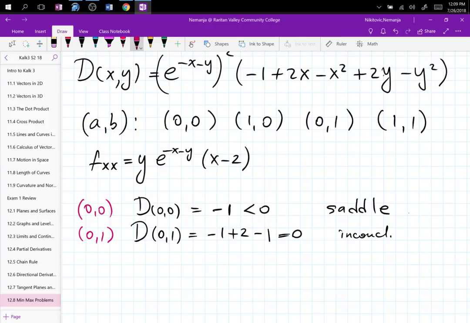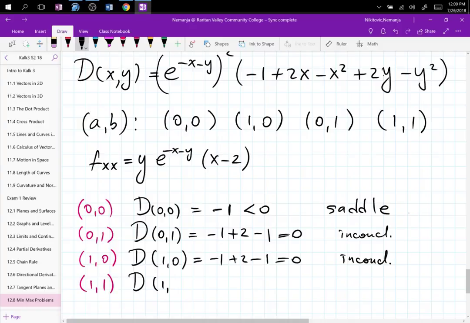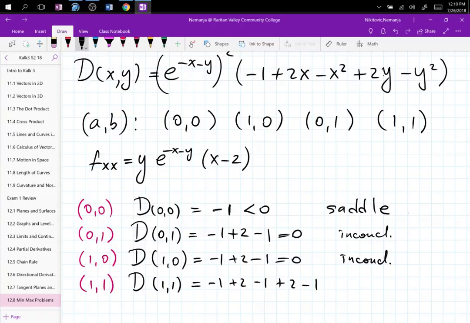The next point that we are considering is (1, 0). By symmetry, it should be the same. So now we have negative 1 survives, plus 2, minus 1. The other ones die, 0, inconclusive. And the last one is (1, 1), which is D. When I plug in (1, 1), that's 1 plus 2, minus 1, plus 2, minus 1. So that's minus 1, 3. Everything is 1. That's larger than 0.